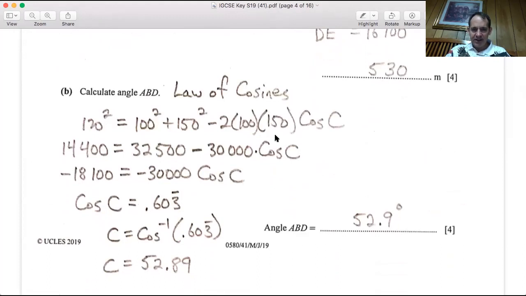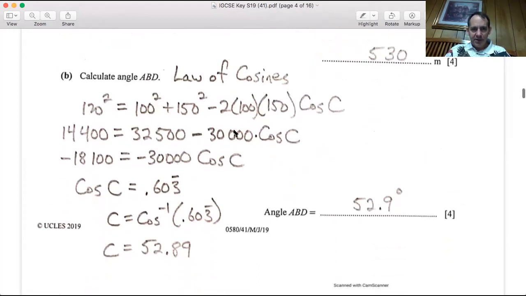Multiplying this part is easy. This is where you have to be careful right here. It looks very tempting to take 32,500 and subtract 30,000. That's easy to do, but it's incorrect. Remember, multiplication comes before subtraction. So we cannot subtract at this point.